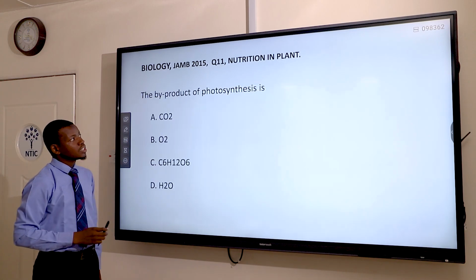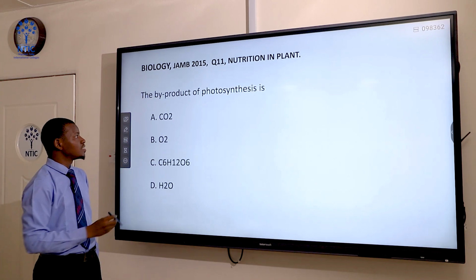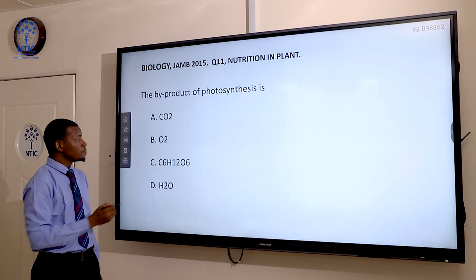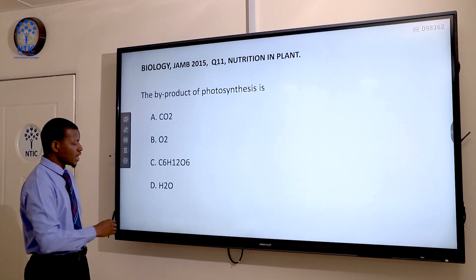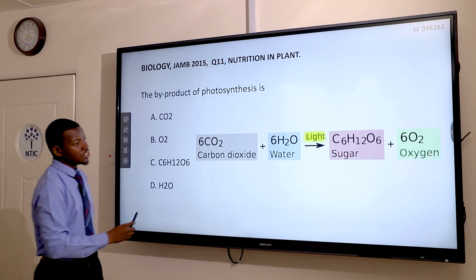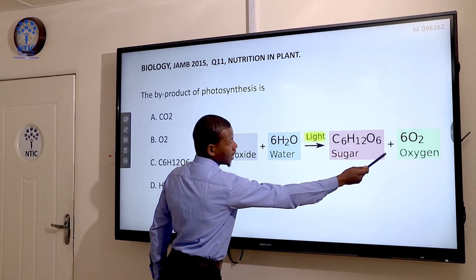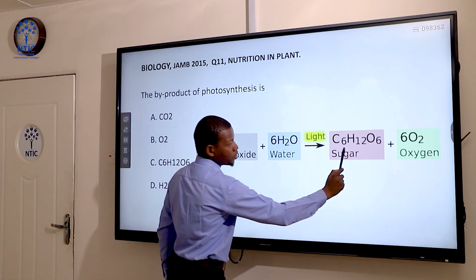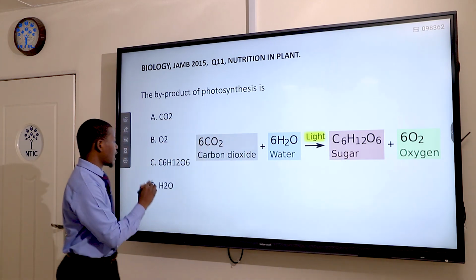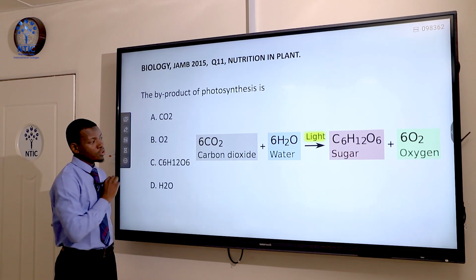Question number 11. The byproduct of photosynthesis is A. carbon dioxide, B. oxygen, C. glucose, and D. water. Now, in the equation of photosynthesis, carbon dioxide reacts with water to produce sugar and oxygen. Now, we have two products, sugar and oxygen.